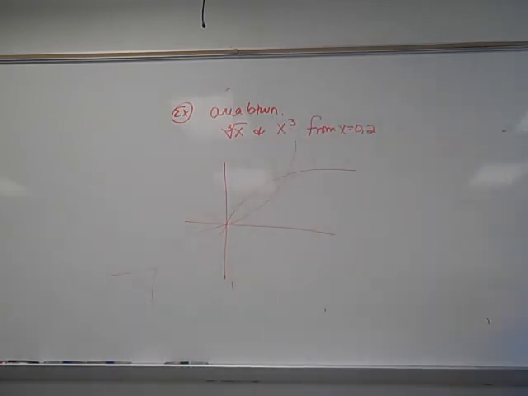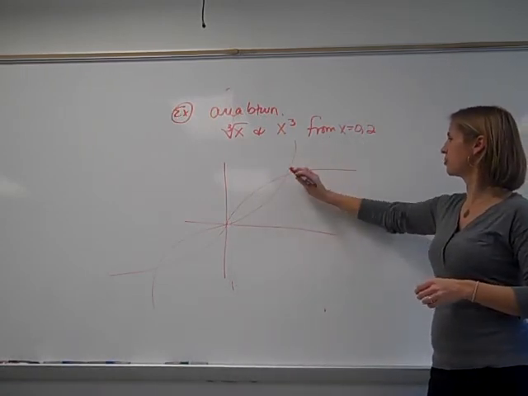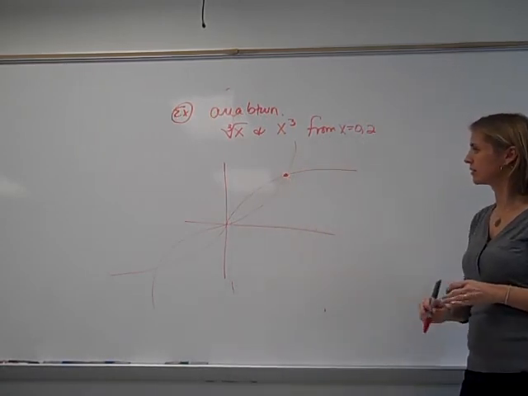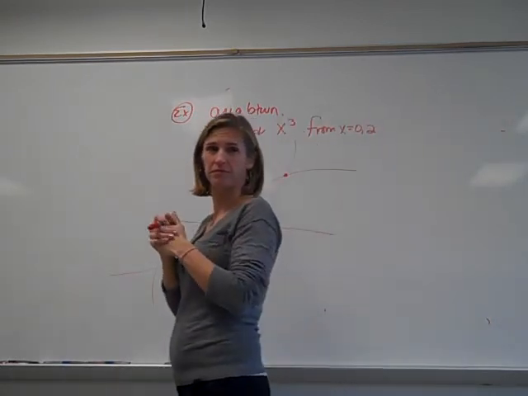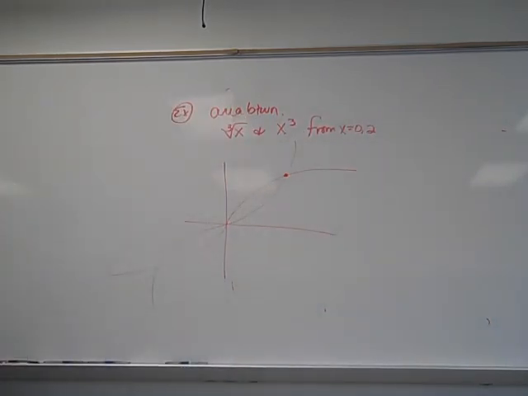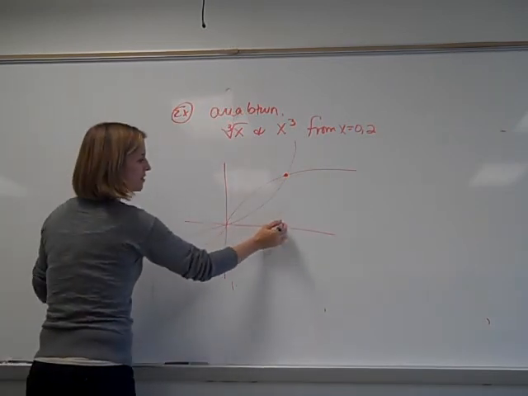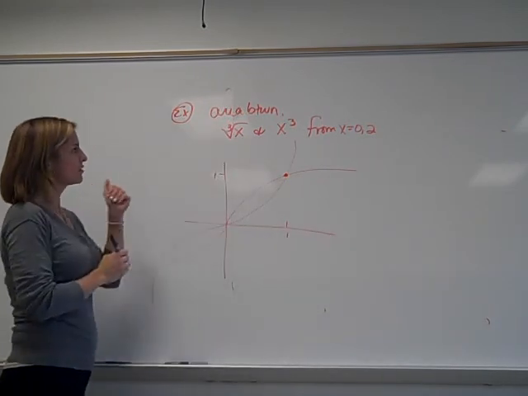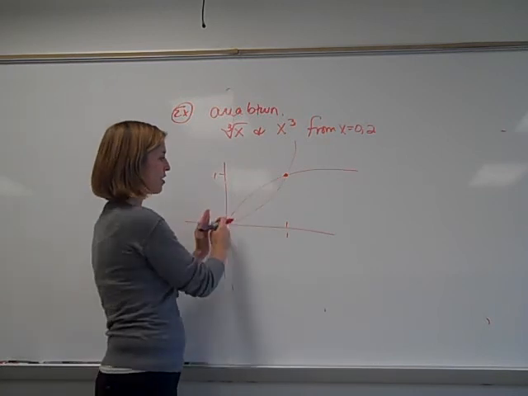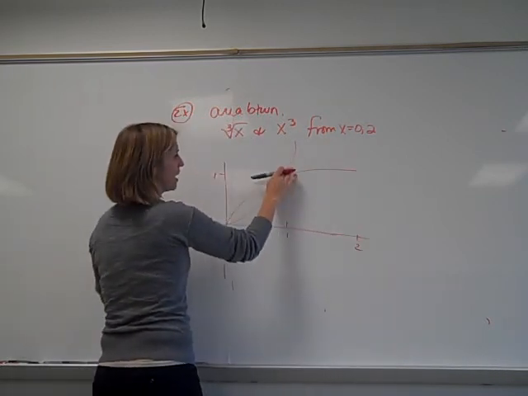This one's telling you they want the area from 0 to 2. Well, where would they meet up? 1, 1 is going to be a shared point for both of them. So this is happening at 1, 1. If I want the area from 0 to 2, I've got to go beyond that, all the way to here.